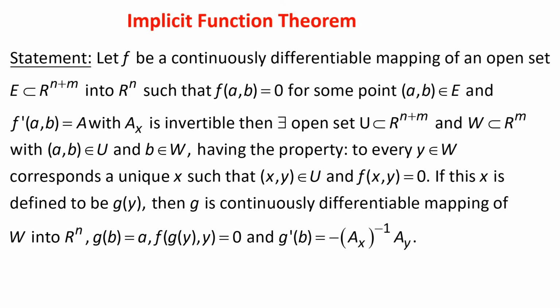Now let us look at the definition or the statement of the implicit function theorem. The implicit function theorem says, like what we have seen was the simple case when n is equal to m is equal to 1, what we had discussed till now. The same thing can be extended for more variables, that is, functions of several variables.